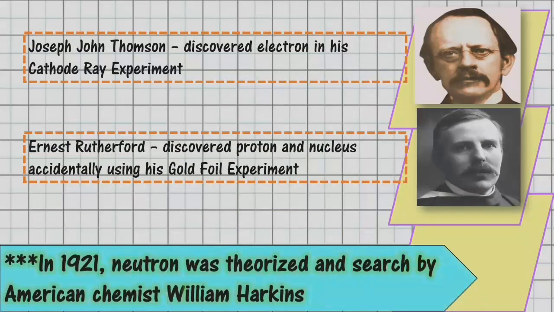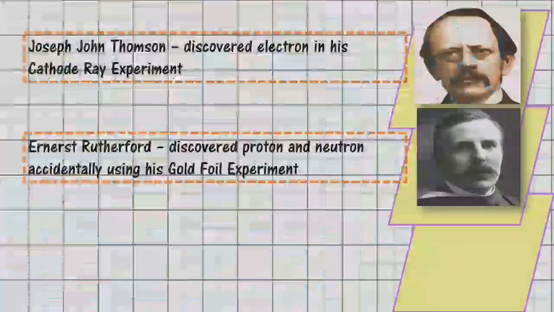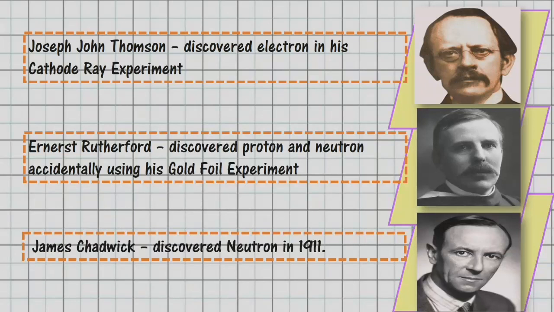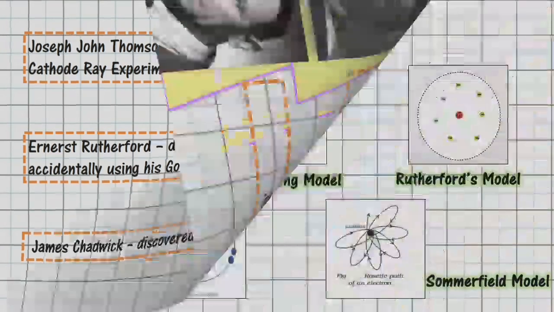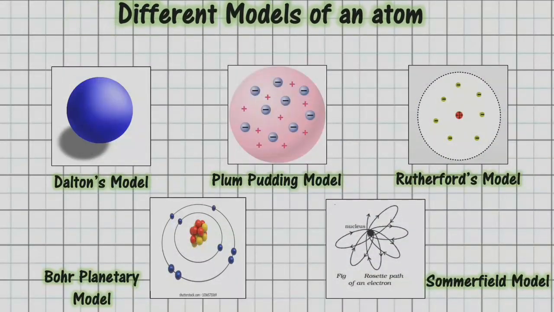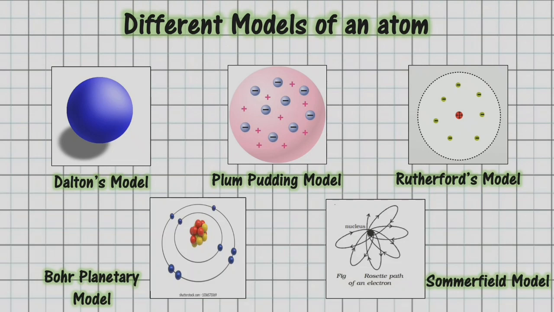As I've said a while ago, there are a lot of scientists who studied the atom. One of them is Joseph John Thomson. Joseph John Thomson discovered the electron using his experiment called the cathode ray experiment. The other one is Ernest Rutherford, who discovered the proton and neutron accidentally using his gold foil experiment. In 1921, the neutron was theorized and searched for by American chemist William Harkins and discovered by James Chadwick.